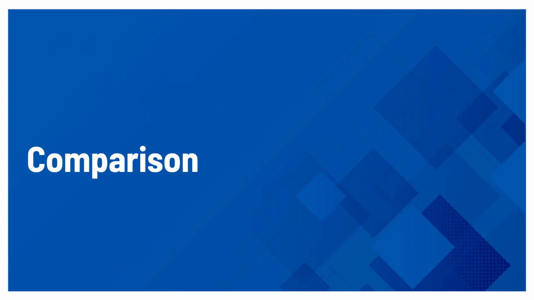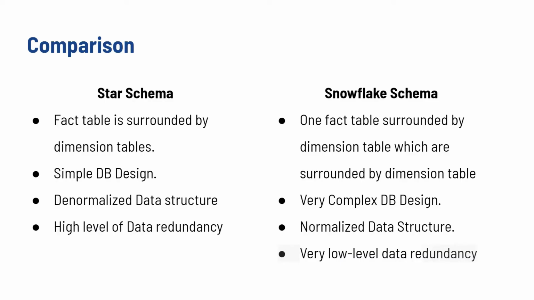Let's chalk down the key differences amongst the both. The key differences amongst both the schemas are: number 1, in star schema, hierarchies for dimensions are stored in the dimensional table, and in snowflake schema, hierarchies are divided into separate tables. Star schema contains a fact table surrounded by dimension tables, and in snowflake, one fact table is surrounded by dimension tables, which are in turn surrounded by dimension tables.